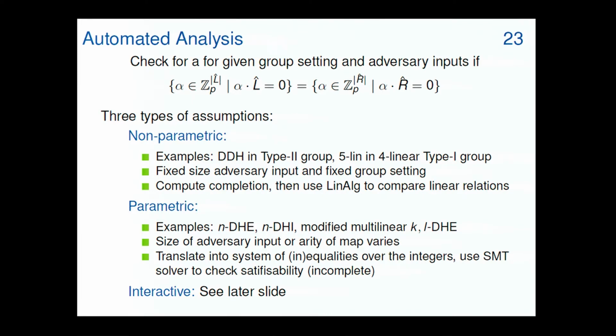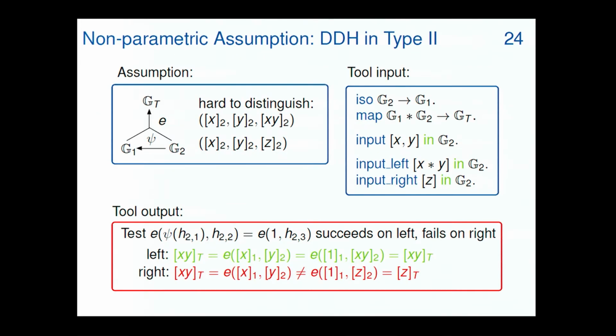And then for interactive assumptions where the adversary additionally has oracle access, about this I'm going to talk in a later slide. Okay, just to give an example of the corresponding input and output of the tool. So here we have just a simple example, DDH in the type 2 group. Then the tool input: you specify the isomorphisms, the maps, the common adversary input, and the left-right adversary input.